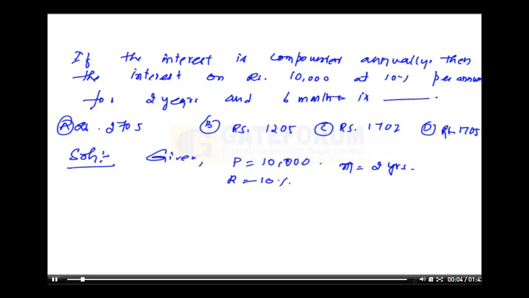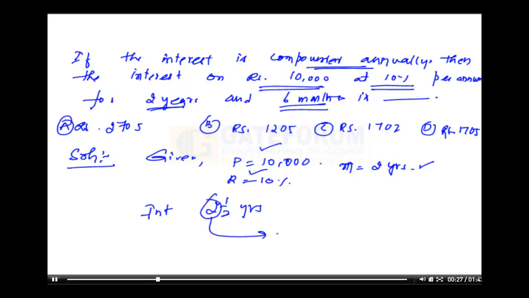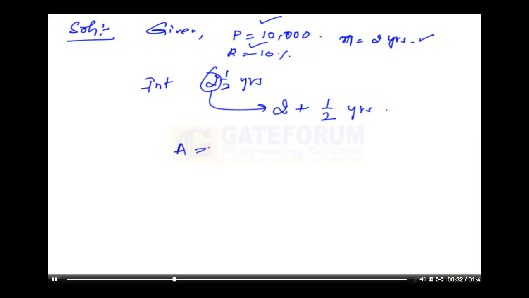We have to find the interest for 2 years and 6 months compounded annually at 10% on rupees 10,000. So the principal amount is given as 10,000 and the rate of interest is 10%, whereas the time period is 2.5 years. So it is entirely 2 years plus a fraction, that is half a year. You know the formula to find the amount, that is A equals P into 1 plus R by 100 raised to the power of n, if n is a positive integer.